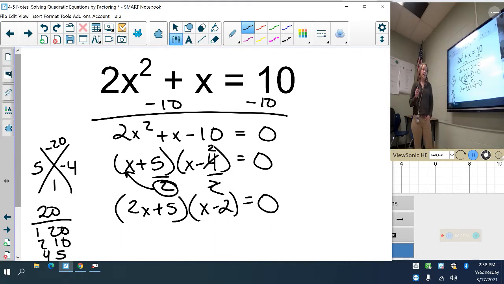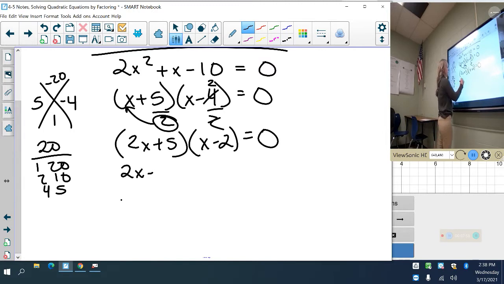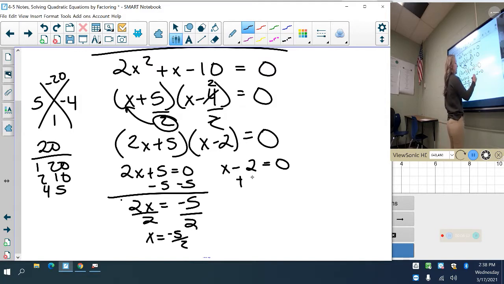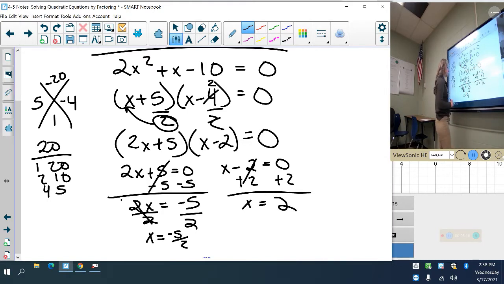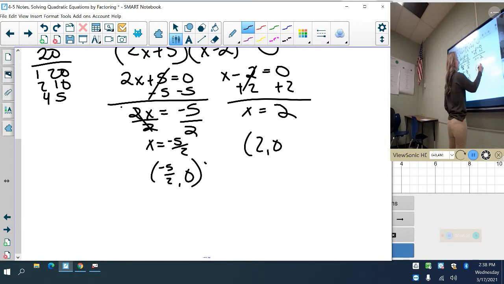In order to find our x-intercepts, we're going to have to set those equal to 0. So I have 2x plus 5 equals 0, and x minus 2 equals 0. Subtract 5, so I have 2x equals negative 5, divide by 2, x equals negative 5 over 2. Add 2, x equals 2. Now, those are my x-intercepts. If you want to write them as an ordered pair, that's fine. So I have negative 5 over 2, comma 0, and I have 2, comma 0.